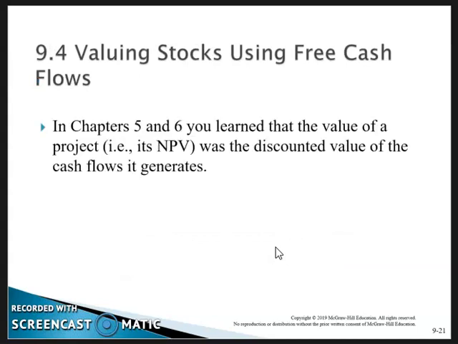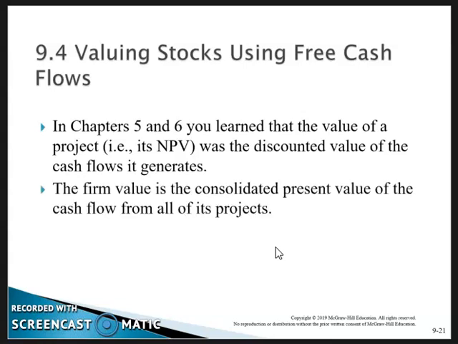In chapters 5 and 6, we learned about the value of a project, calculating the NPV, discounting the value of the cash flows it generates, and comparing those to the cost of the project. The firm value is the consolidated present value of the cash flow of all its projects.